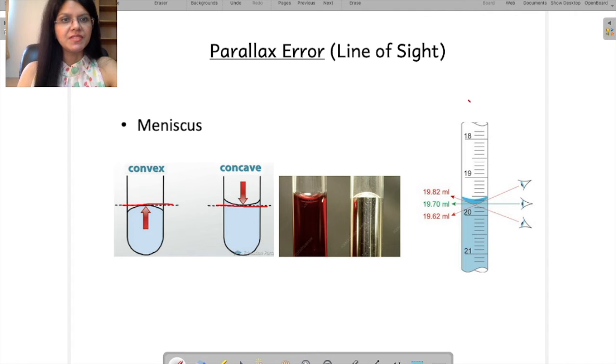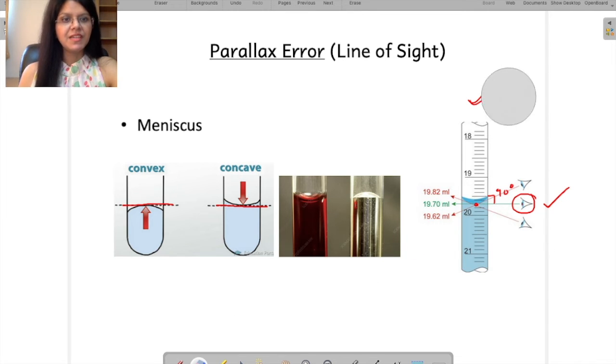Now let us come to this picture. So which reading is correct? So clearly, now that you understand, in this scenario, the line of sight that goes all the way to your meniscus creates a 90-degree angle with the measuring instrument. So this reading is correct. There is no parallax error.